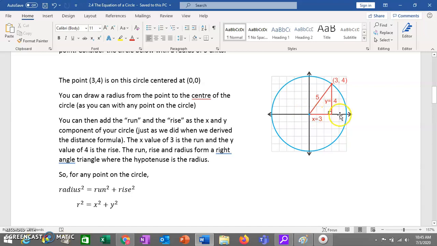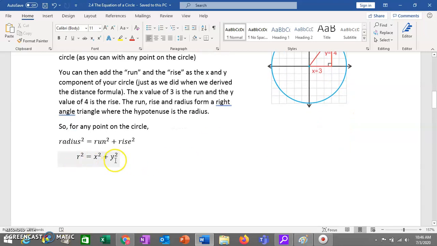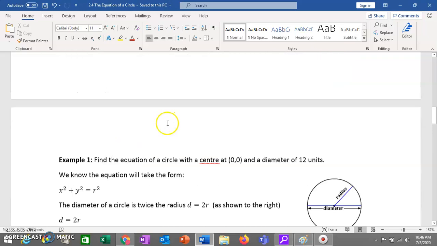Okay, so the point is, you can make this triangle. So you have a hypotenuse, and you have an x, and you have a y, and the relationship is just the Pythagorean theorem relationship. So that's where this equation comes from.